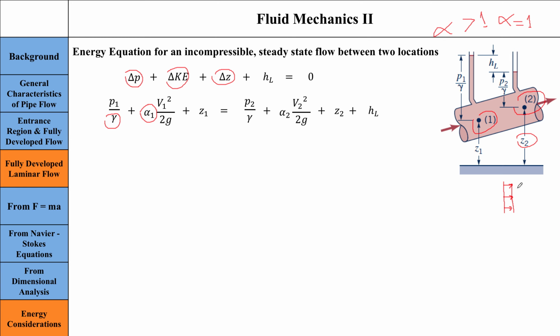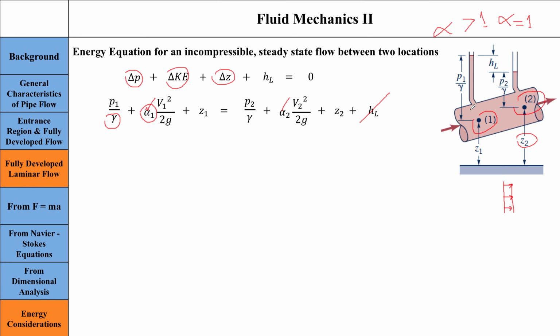For an ideal inviscid flow, we have alpha 1 equal to alpha 2, which is equal to 1, and this head loss term is 0. And then this equation just becomes the Bernoulli equation that we just saw if you multiply it throughout with specific weight. But we're not looking at an ideal inviscid flow.